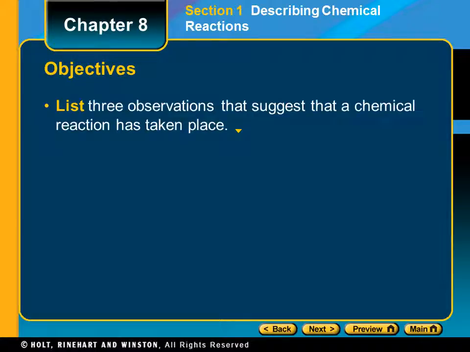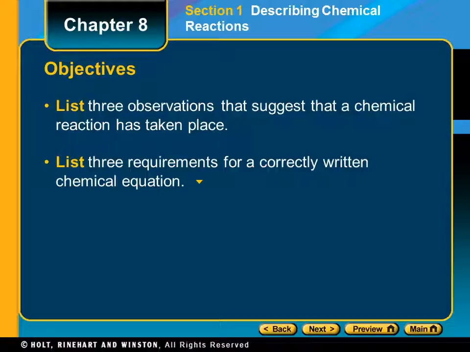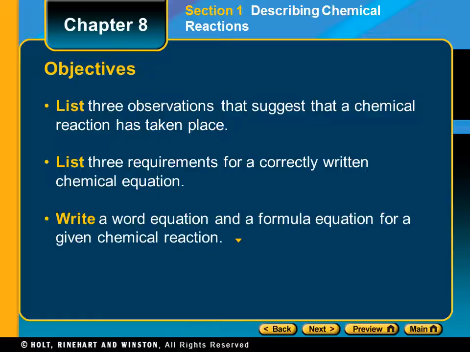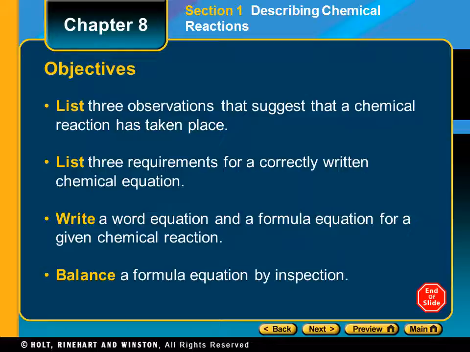All right, so in the first section, we want to talk about the observations that suggest a chemical reaction has taken place. And again, guys, to some degree, this stuff is going to be some review, because this drives a lot of what your lab work has been up to this point. I want to be able to list 3 requirements for a correctly written chemical equation, and be able to write a word equation and a formula equation for a given chemical reaction, and balance a formula equation by inspection. So here we're getting to dealing with balanced equations.